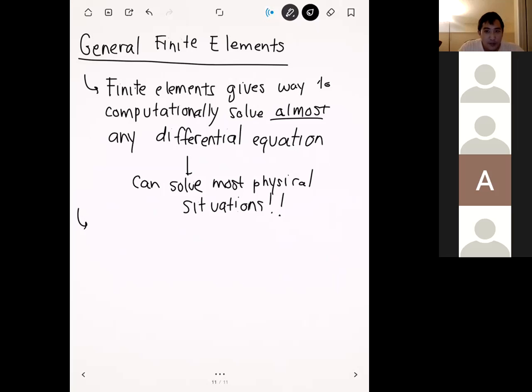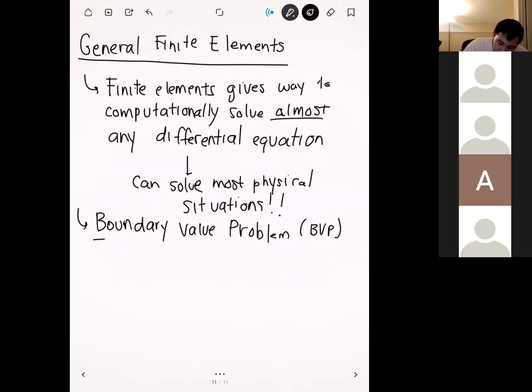Okay. And so the formal name for an equation that can be solved with finite elements is actually not differential equation, even though a differential equation is involved. But the type of problem that we usually call them is a boundary value problem. And sometimes the boundary value problem is abbreviated by BVP.